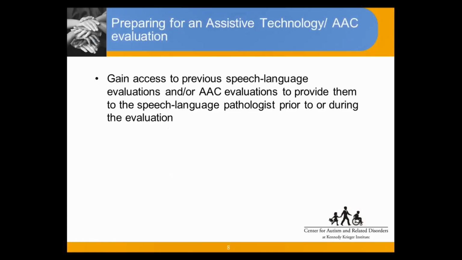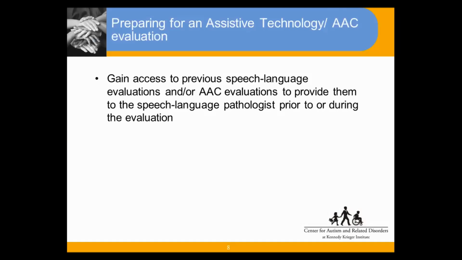So, just some more prep for an assistive technology evaluation. It is really important to gain access to any previous speech and language evaluations. You put in the work, the kid has put in the work to do those evaluations, and if we have that information, it can be really helpful because we won't have to repeat the testing if it's been done within the last 6 months. Most insurance companies now require that a child has a formal speech and language assessment within 6 months of an assistive technology evaluation if we're asking the insurance company to pay for it.